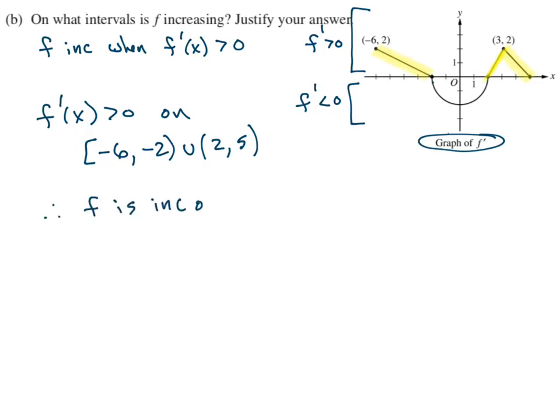So that's where f prime is greater than 0, and that tells me that f is increasing on those intervals. For increasing and decreasing, I'm a fan of always using soft brackets or open brackets on those, not putting equal signs, because I feel like you have to have some kind of motion through that.